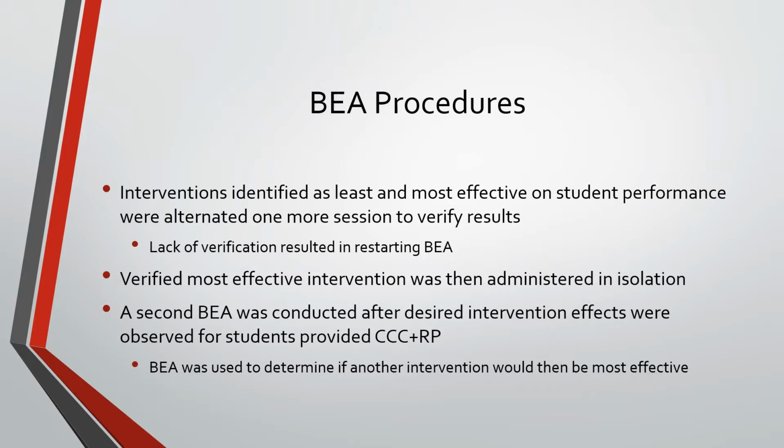So then interventions identified as least and most effective on student performance were alternated 1 more session to verify results. So if we implement brief experimental analysis procedures, and they've had each intervention 1 time, take the least effective and the most effective, run them 1 more time. And if there was a lack of verification, so if those 2 flipped and the one that was identified as least effective was actually more effective when they were alternated 1 more time, then the entire brief experimental analysis procedure was restarted.